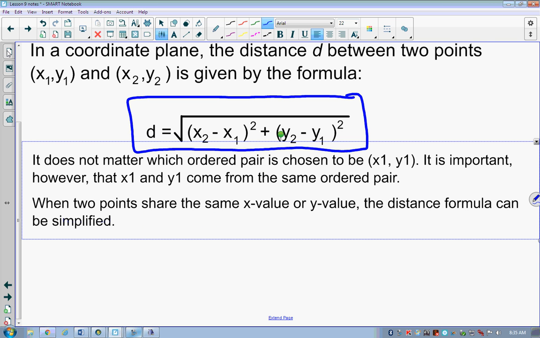So when 2 points share the same x value or y value, the distance formula can be simplified down, right? If they share the same x coordinate, then there's zero distance between those two x coordinates, which means I can shorten that thing up. Now I'm only looking for the distances between their y's. Or vice versa. If my y coordinates are the same, I'm looking at basically a horizontal line. I'm only looking for the distances between their x's.